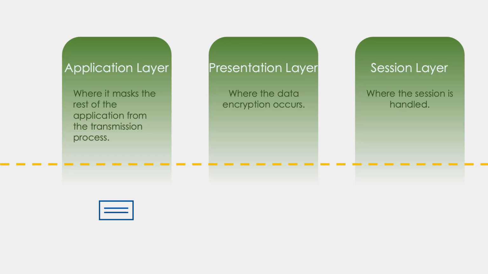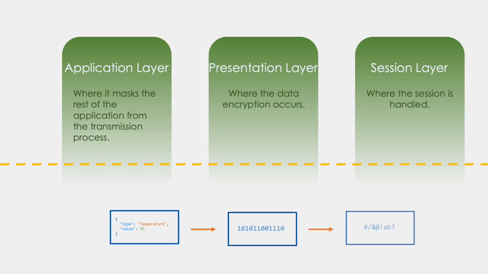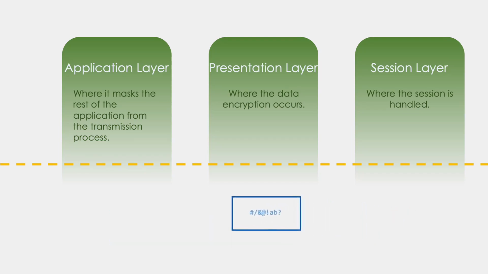Application layer is an abstraction layer service that masks the rest of the application from the transmission process. Then our payload moves to the presentation layer, where our data will be encrypted. After that encryption comes the session layer, where we open a session with the device we want to talk with.